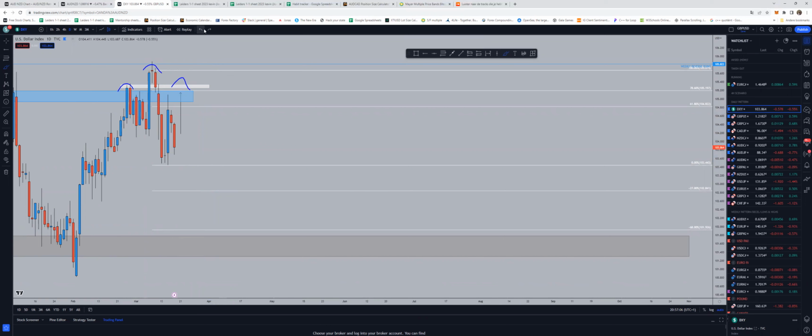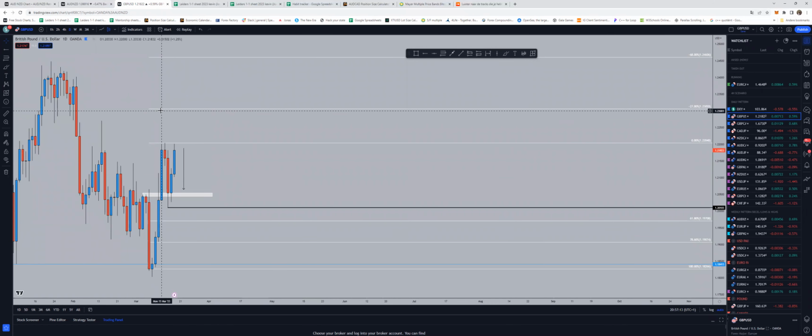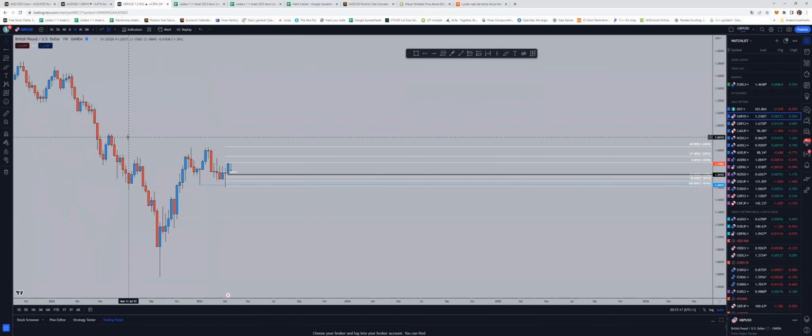So I expect the DXY to go to the downside. So I will go to my first pair this week, GBPUSD, because we expect the DXY to go to the downside. I will go here to the weekly chart of GBPUSD.